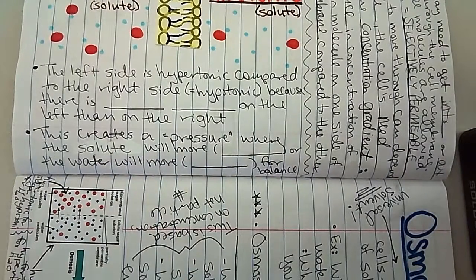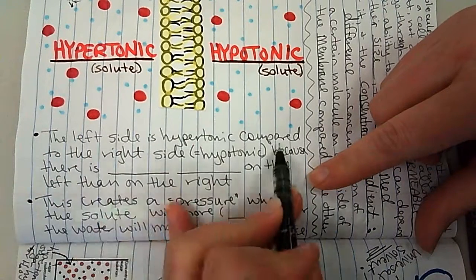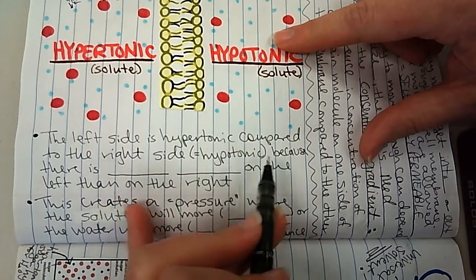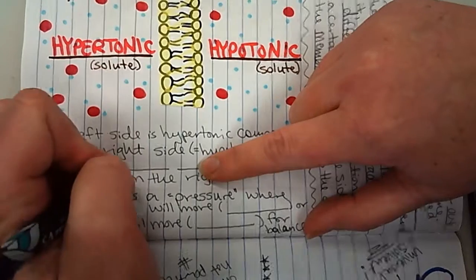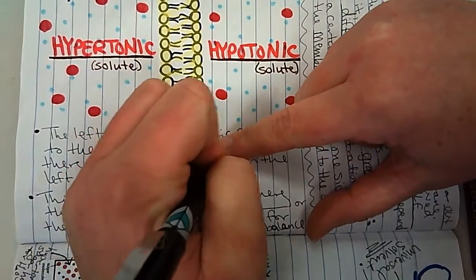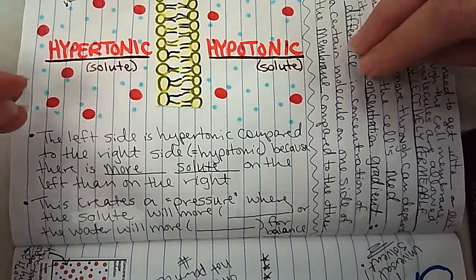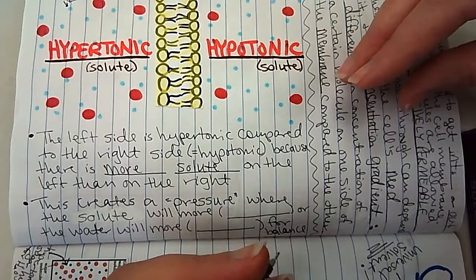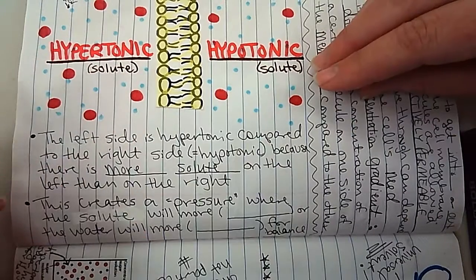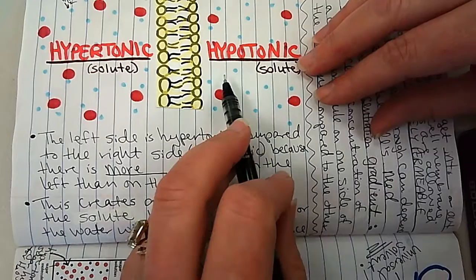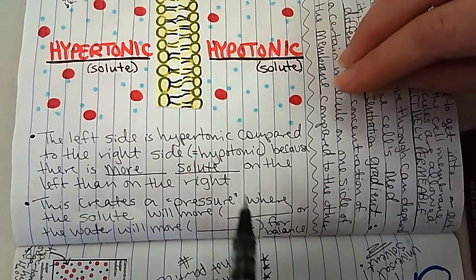So right down here, just say that the left side, which is this one right here, is hypertonic compared to the right side, which is hypotonic, because there is more solute on the left than on the right, okay? Now, when we get to this, you're going to have to be very careful that you know which one we're discussing. So you have to pay attention. Am I talking about the stuff in the cell or out of the cell, or on the left side or the right side, or whatever? Because I could say the same thing right here. The right side is hypotonic compared to the left, which is hypertonic. So I can kind of switch it around. So you have to be careful and pay attention.